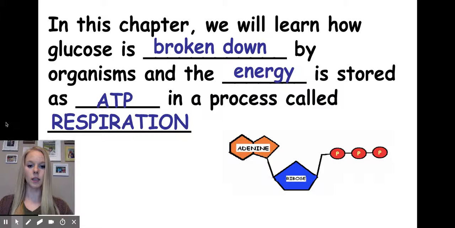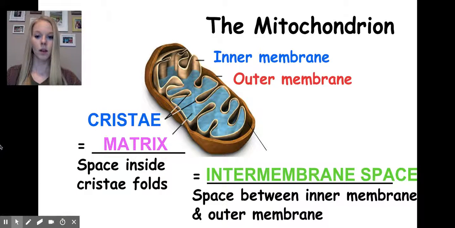In photosynthesis, glucose is made by producers. In this chapter, we are learning how glucose is broken down by all organisms and the energy that is stored as ATP in a process called cellular respiration. Remember, this process occurs at the site of the mitochondria in eukaryotic cells.